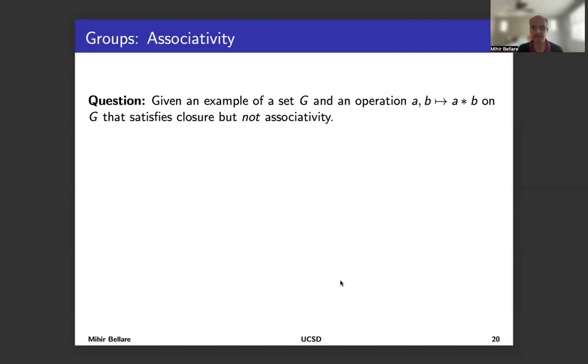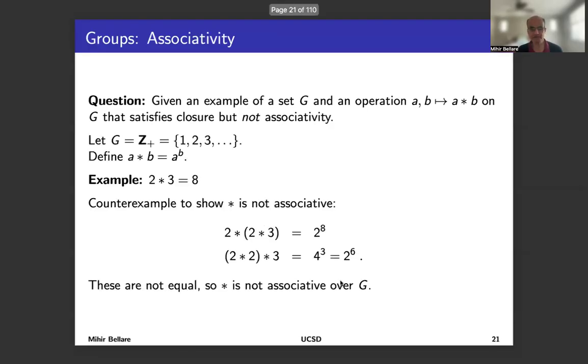Sometimes group properties are easier to understand with non-examples than examples. So we could ask, can you give an example of a group, or not a group, actually a set, and an operation on it where closure is true, but associativity is not true. So the typical things we work with wouldn't do this, but here's one. I will take this time an infinite set, all positive integers, and I define a star b to take a and raise it to the bth power. That, of course, is another integer, so it's an operation that has closure. For example, 2 star 3 is 2 to the power 3, which is 8.